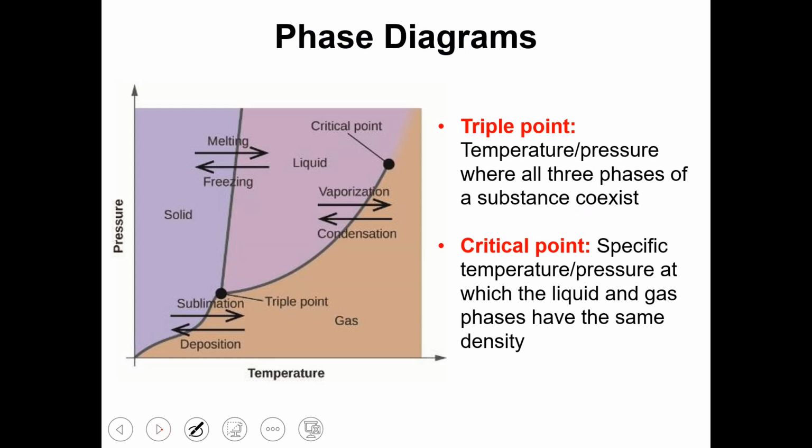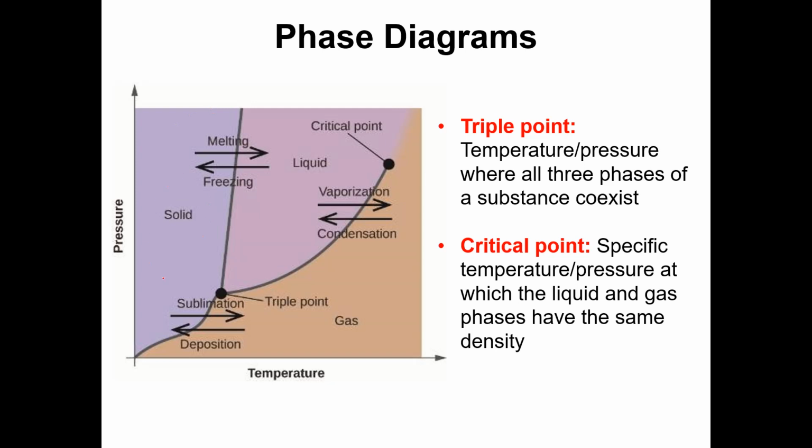Now we can also represent phase changes using a phase diagram. And a phase diagram gives us slightly different information about the phase changes. If you take a look at a phase diagram, what we have on the far left is the area where our substance is a solid. In the middle here is where our substance is a liquid, and over to the right is where our substance is a gas.